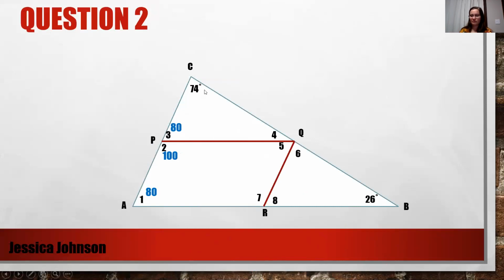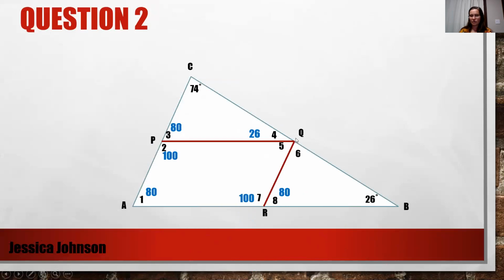Take 80 plus 74, you get 154. Then take 180 minus 154 and you get 26. Angle 8 is congruent to angle 1, making it 80 degrees. Angle 7 is supplementary to angle 8, making it 100 degrees.